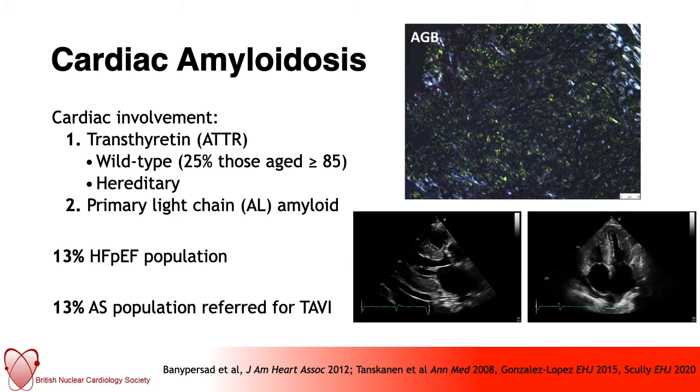Amyloidosis in general is a multi-system disorder characterised by the extracellular deposition of abnormally folded protein fibrils. Now, these protein fibrils can build up within particular organs in the body, resulting in organ dysfunction. The types that interest us as cardiologists and that involve the heart particularly are transthyretin, or ATTR, and primary light chain, or AL amyloid. Now, transthyretin itself is a protein normally produced in the liver and responsible for the transport of thyroxine and retinol, hence the name.